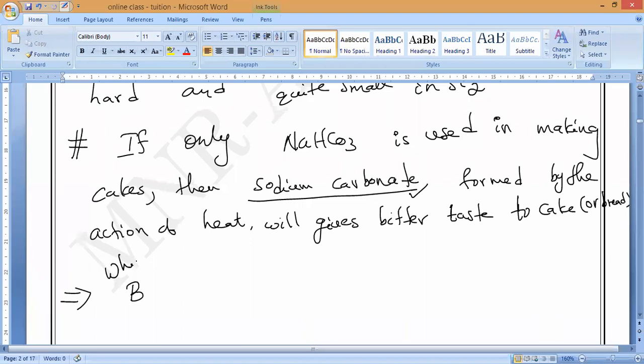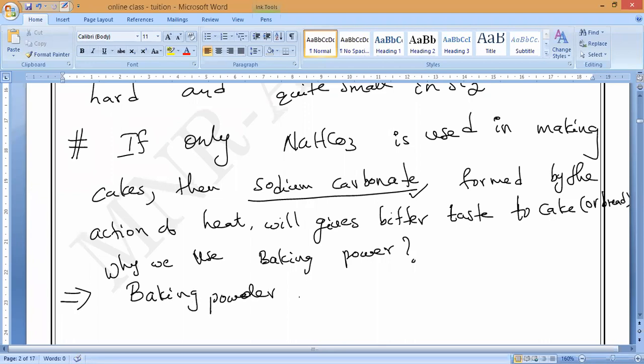Why should we use baking powder instead of baking soda? Baking powder is a mixture of one more thing. What is that? Tartaric acid. Observe very carefully: baking powder has tartaric acid present in it, and it can react with sodium carbonate. What will happen?